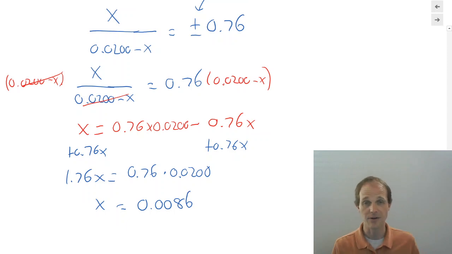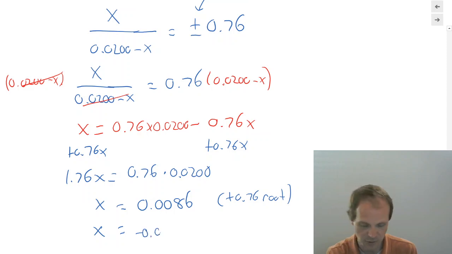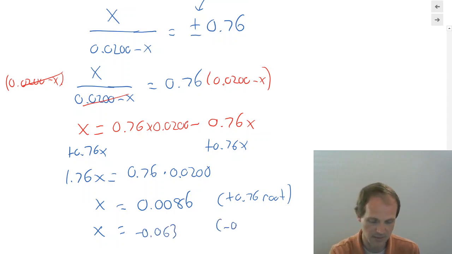Okay, if you solve that, you get that x equals 0.0086. Now, you also have to solve for the negative root. I'm going to let you do that one and tell you that for the negative root, you get x equals minus 0.063. This is our minus 0.76 root.